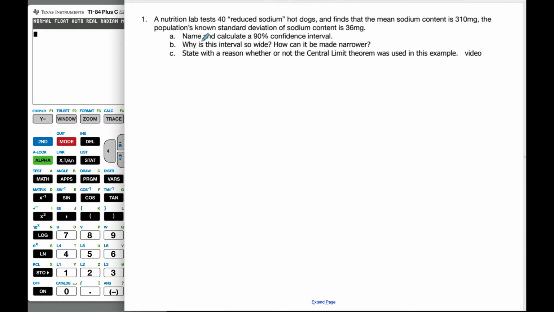Okay, so in this particular problem, we have a nutrition lab that tests 40 reduced sodium hot dogs. So I know my N is going to be 40, and it finds the mean sodium content is 310, which is the mean of these 40. So the mean is equal to 310 milligrams of sodium, and the population's standard deviation is 36. So name and calculate a 90% confidence interval.